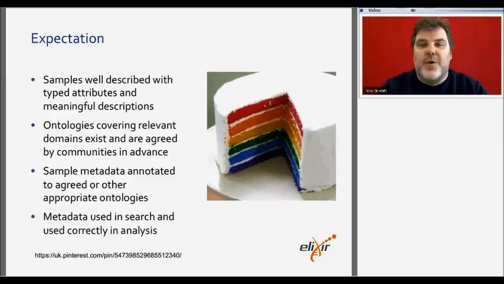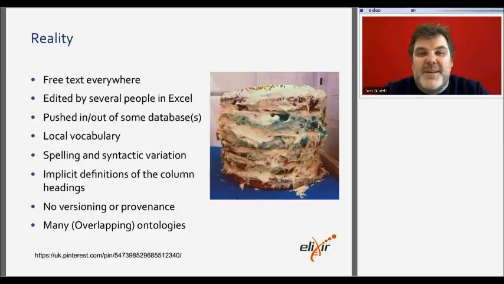And these are all standard ontologies that are well used and agreed by communities up front. Then maybe sample metadata is annotated to those ontologies, and consequently you can use that really rich, well annotated metadata in downstream analyses. So this is what we hope for. The reality often falls short of expectation.